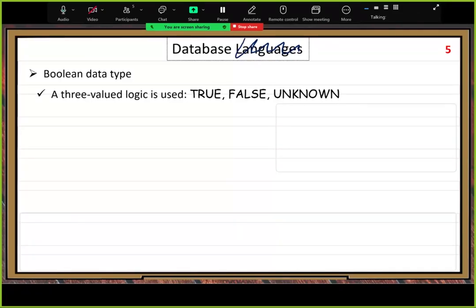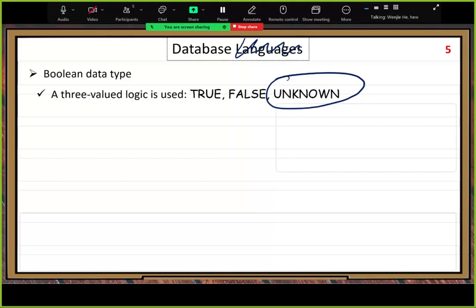The Boolean data type is different from our usual programming language Boolean values. In our usual programming languages, a Boolean value will only have true and false, two values, right? But here, three-value logic: true, false, and there is unknown. Unknown, a special Boolean value, the third Boolean value.